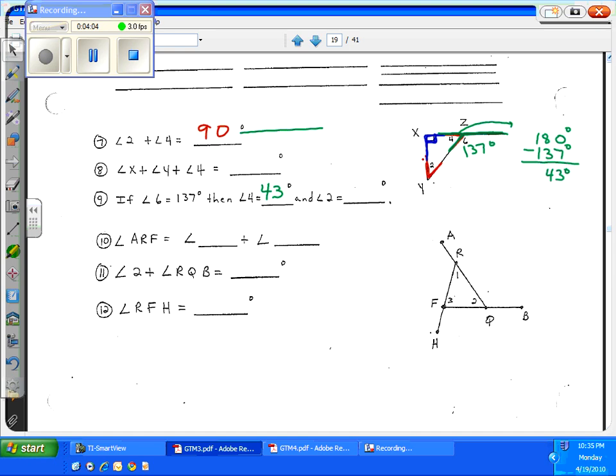Since angle 2 plus angle 4 is 90, then we should be able to take 90 minus angle 4, which is 43 degrees, and get angle 2, which is 47 degrees. Any questions on number 9?